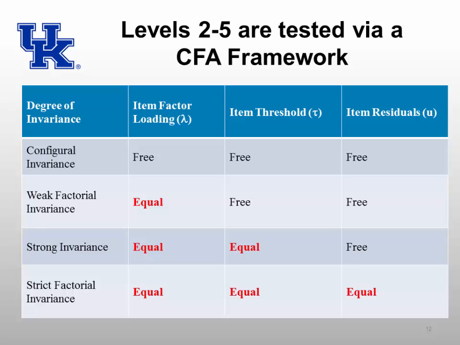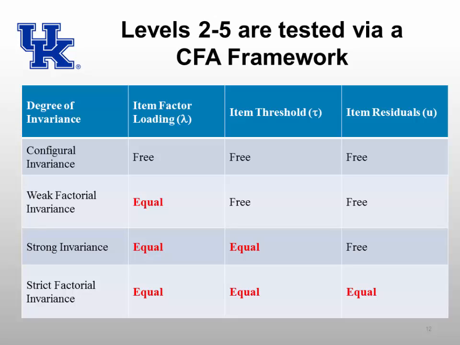With our first level, configural invariance, and this will begin to make sense as you hear all 5 levels, I promise, we let all of those, the item factor loadings, the item thresholds, and the item residuals, all vary. Leave them freely estimating. When we look at the weak factorial invariance level, we then constrain our item factor loadings. And you'll begin to see a pattern here. We leave the thresholds and the residuals free to vary.